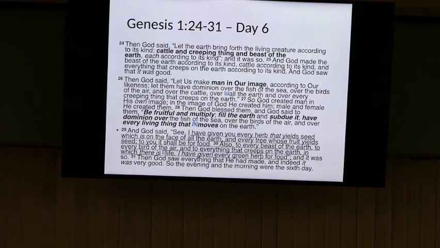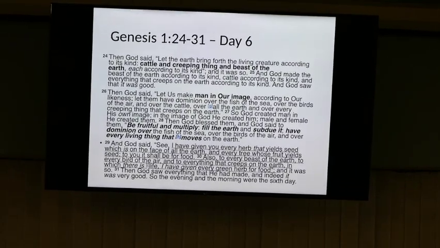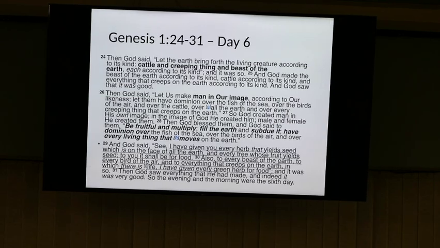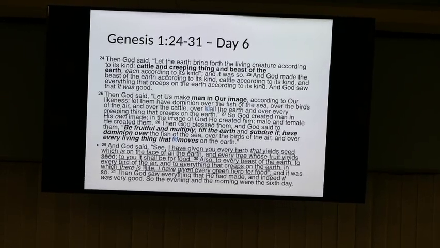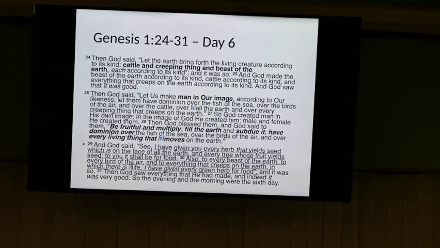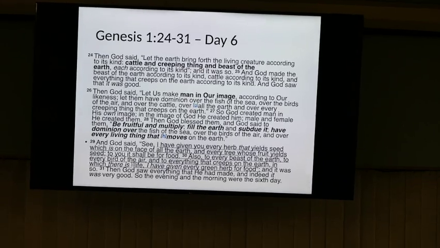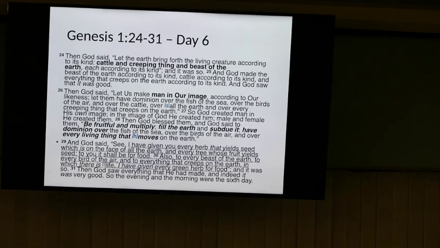Then God said, let us make man in our image. Same day. Notice it hasn't said we've gone to another day yet. Let us make man in our image, according to our likeness. Let them have dominion over the fish of the sea, over the birds of the air, and over the cattle, over all the earth, and over every creeping thing that creeps on the earth. So God created man in his own image. In the image of God, he created him. Male and female, he created them.